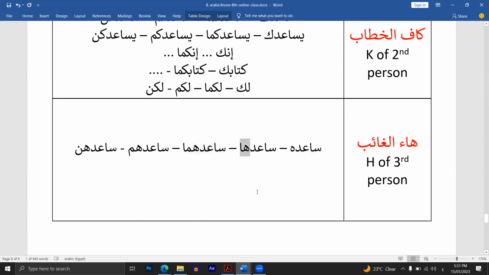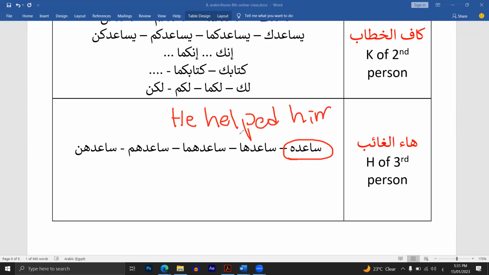And this pronoun here is the object of this verb. What about the subject? The subject is hidden. Like this example, ساعده. The translation: he helped him. He is the subject, okay, which is hidden here in Arabic. And him is the object, which is this ha, okay?